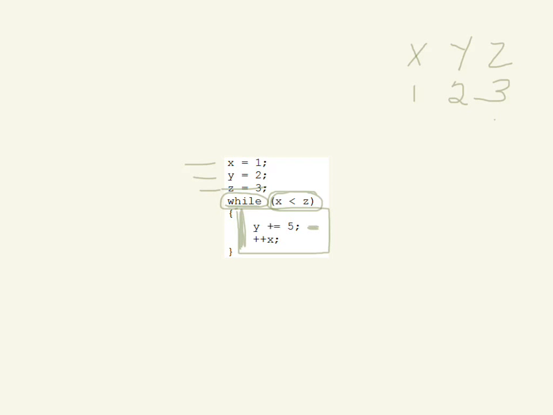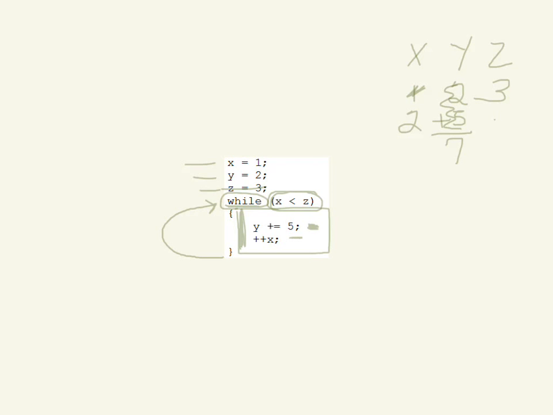This statement says y plus equal 5. That means add 5 to the current value of y. Gives me 7. And then x plus plus says, hey, add 1 to the value of x, and so I get 2. I hit the closing brace of the body, so I come back up to the while.